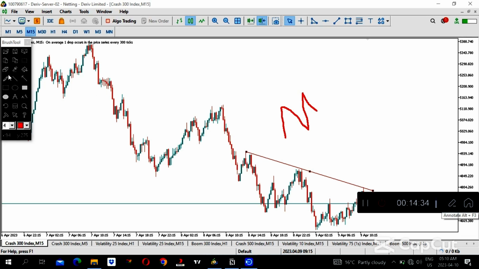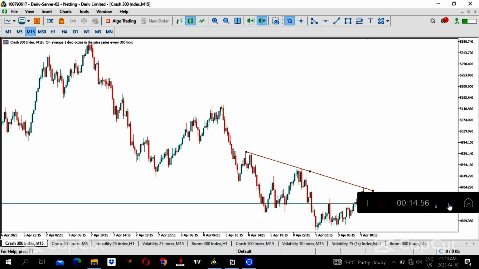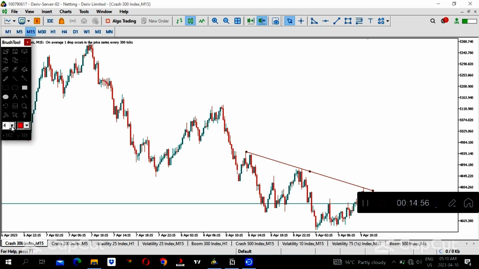Let me draw this again. It's better again. Let me just remove this and let's start again. So we're in an uptrend. Let me change this size. So we're in an uptrend.